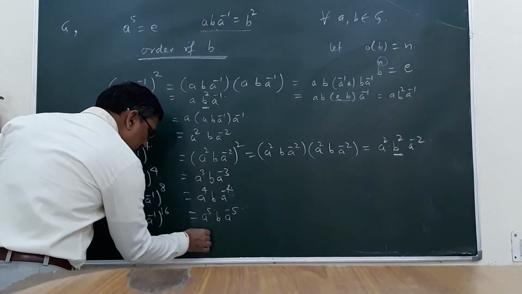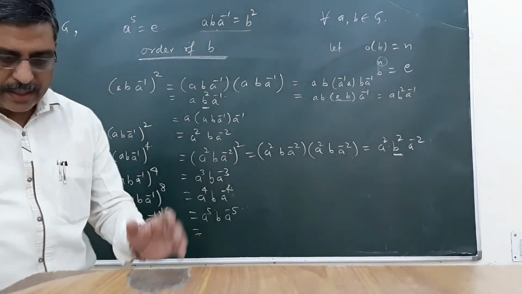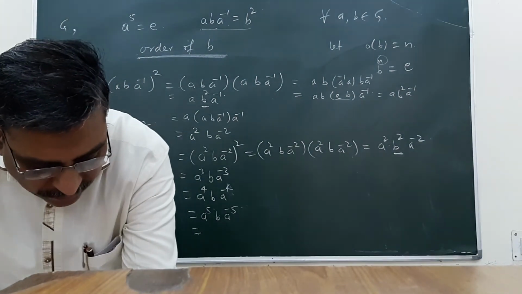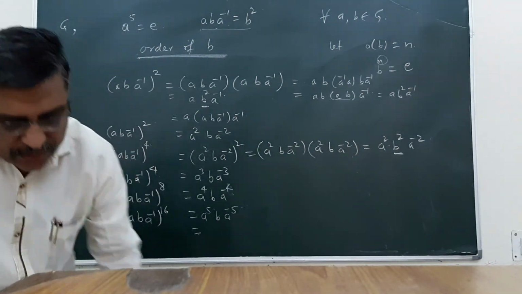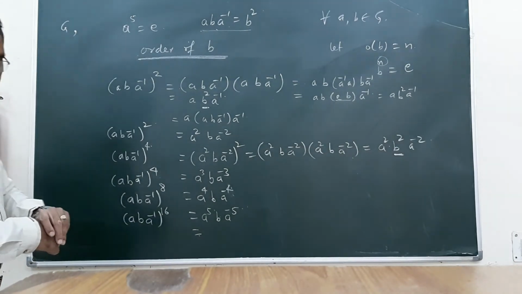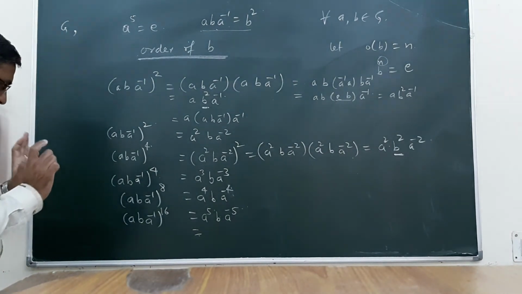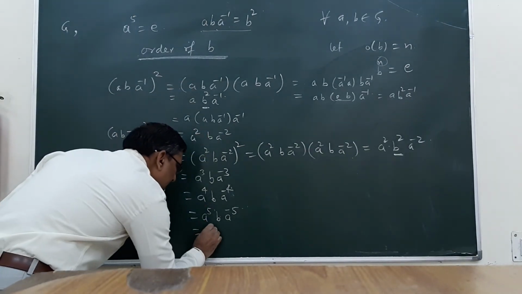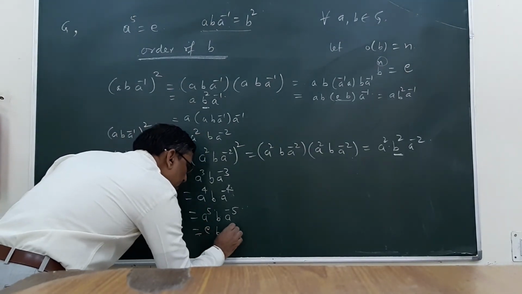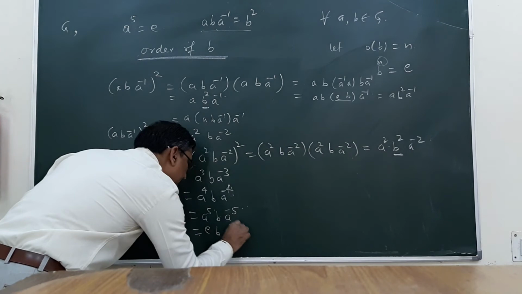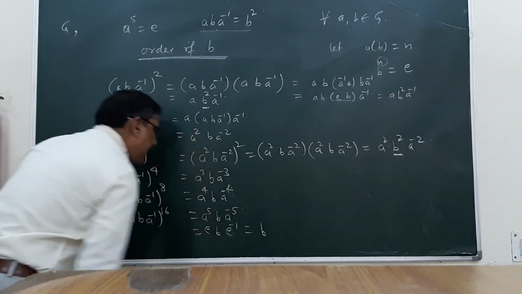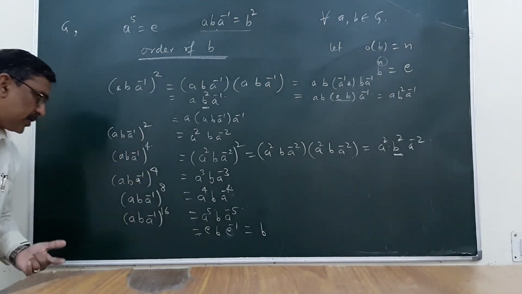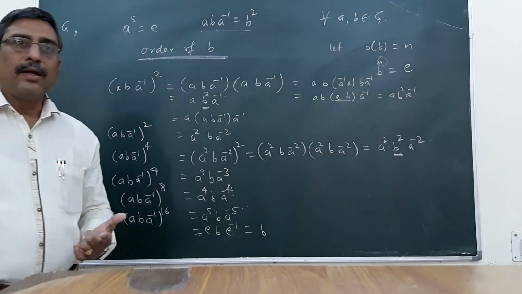This will give us 2, 4, 8, 16. A raised to the power 5 is equal to identity, b, and a raised to the power minus 5 is equal to identity inverse. This will be equal to b. So a b a inverse raised to the power 16 is equal to b.